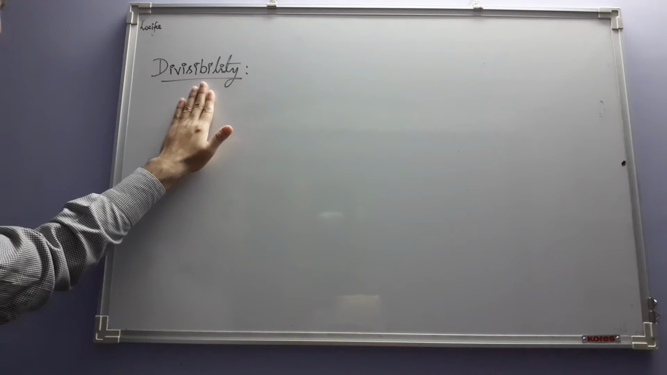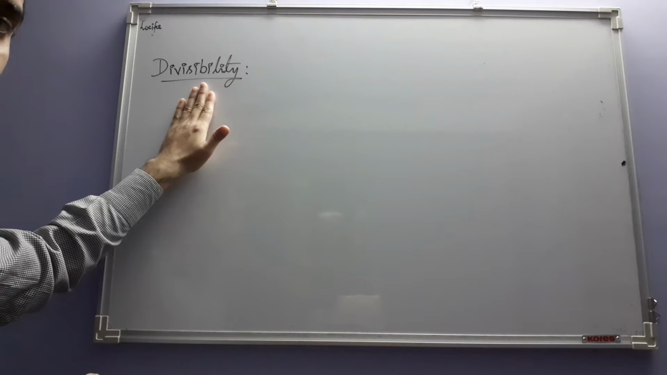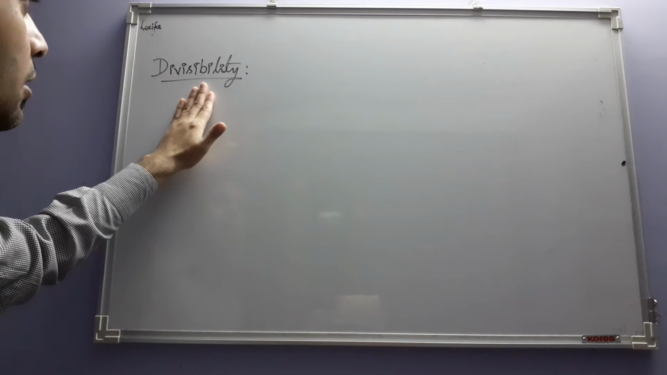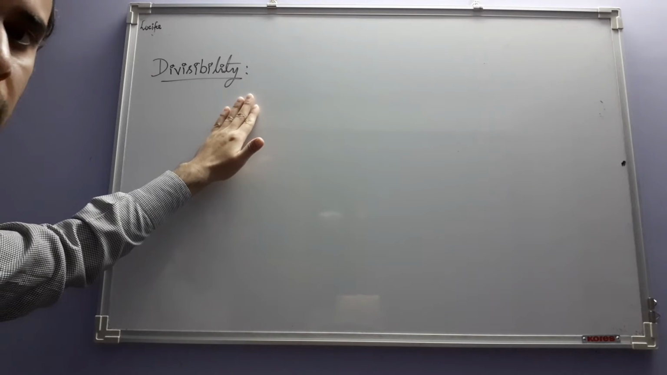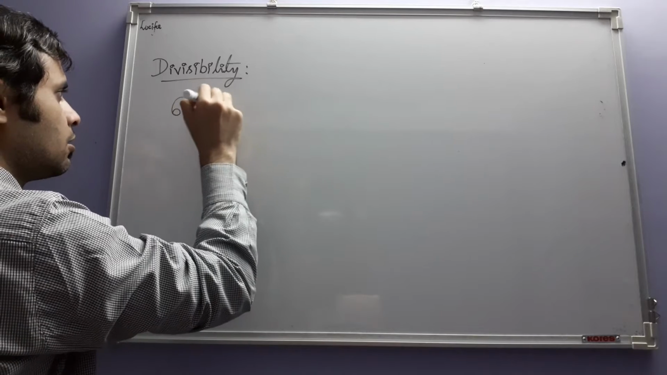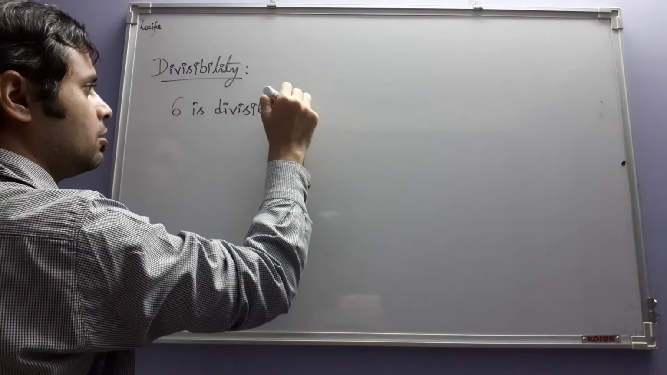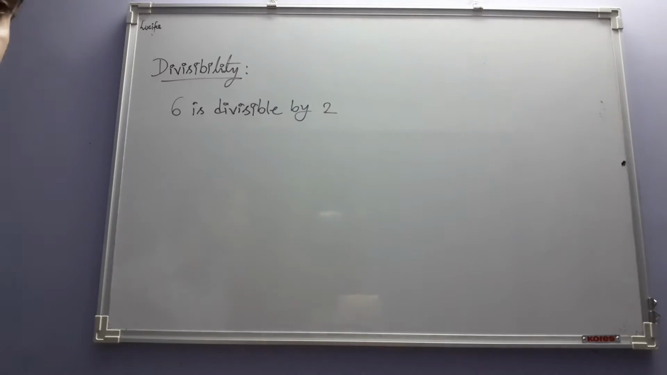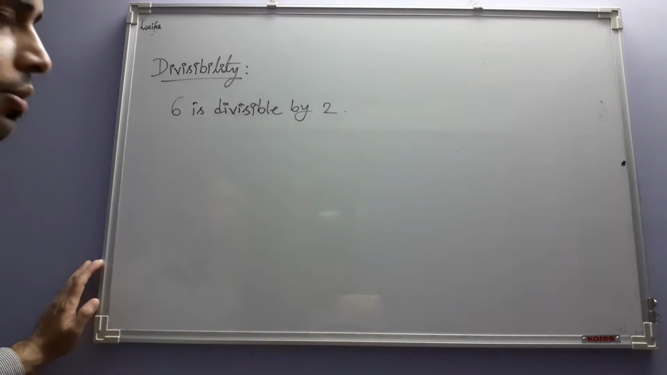This concept will be studied at length and in detail when we come across number theory. At one point we will study number theory. There we will see divisibility, although we already know what divisibility is. 6 is divisible by 2. This is a statement that you already know from your elementary school.